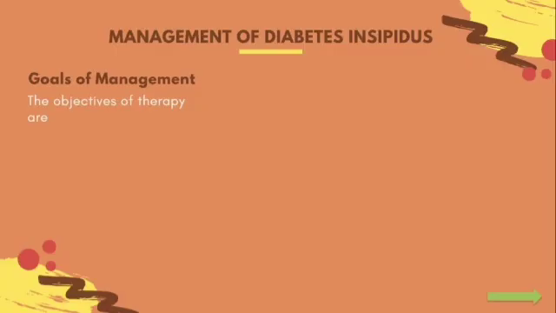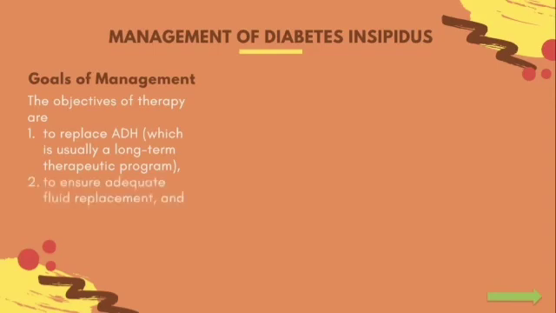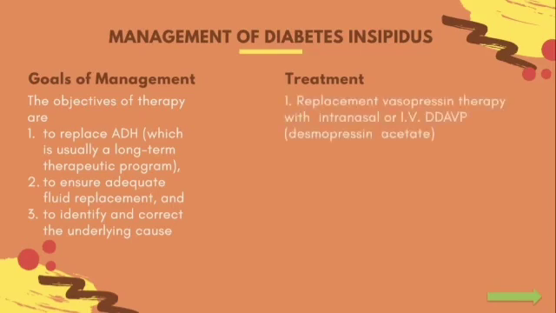In the management of diabetes insipidus, our goals would include the following: to replace ADH, which is usually a long-term therapeutic program, to ensure adequate fluid replacement, and to identify and correct the underlying cause. Now, for treatment of nephrogenic diabetes insipidus, this includes maintenance of adequate fluid intake and access to free water, and minimizing urine output through a low solute load, low osmolar, low sodium diet, and medication. Replacement of vasopressin can also be initiated to promote fluid retention.